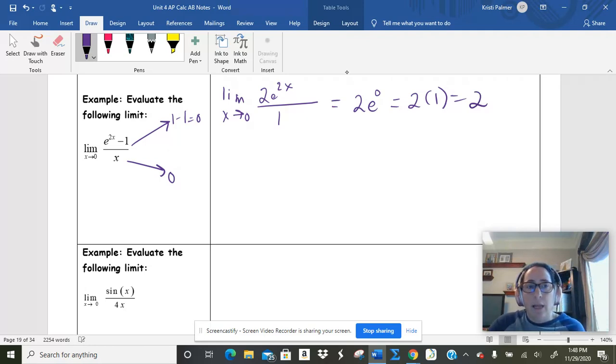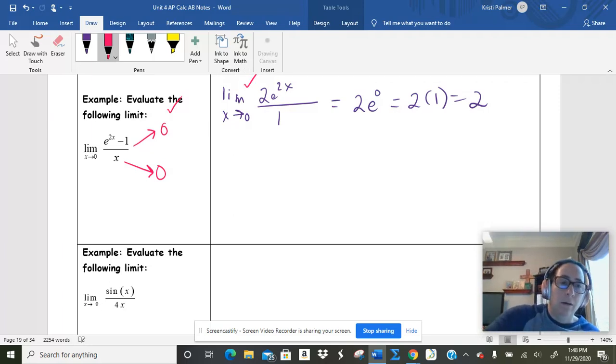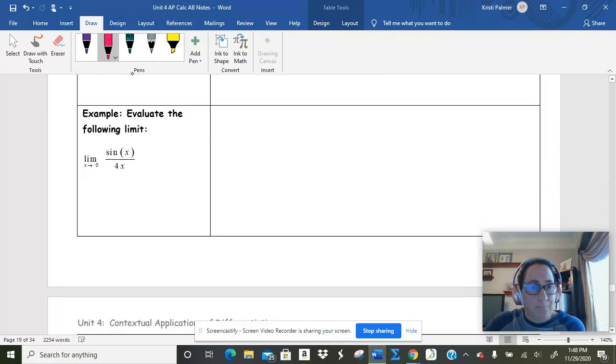Do not ever say this. No. You can never equal an indeterminate form. There's no equaling about it. That is not true. Make sure that you clearly show me that the top goes to 0 and the bottom goes to 0. There you have shown me indeterminate form. Then you have applied L'Hopital.